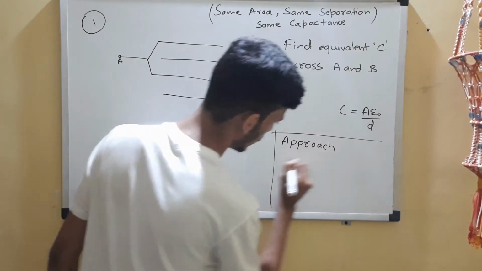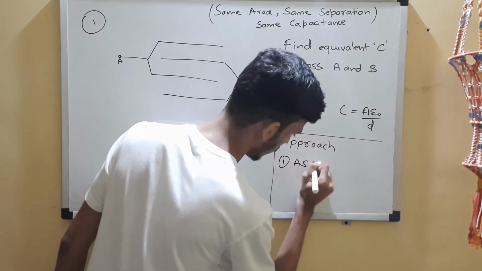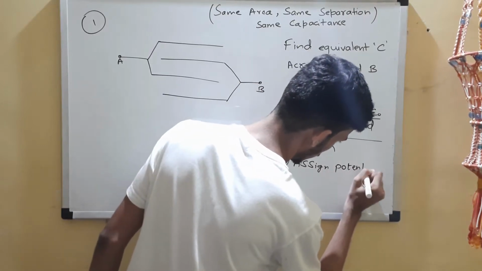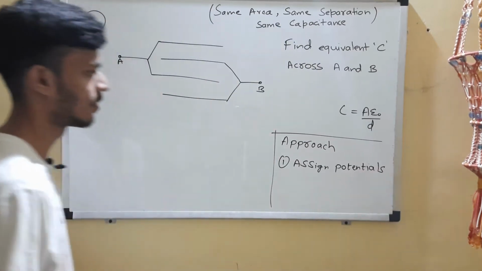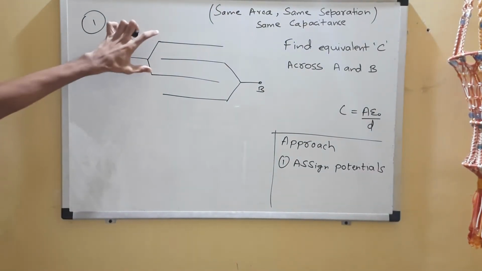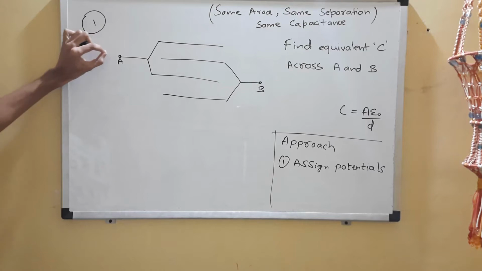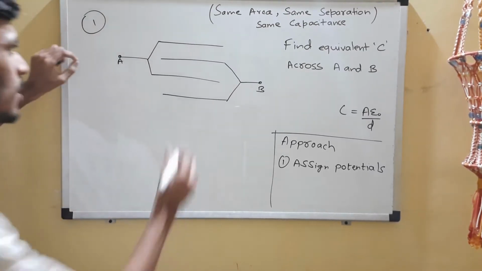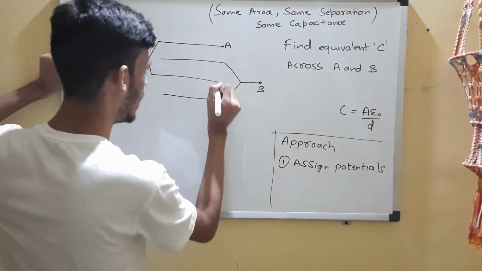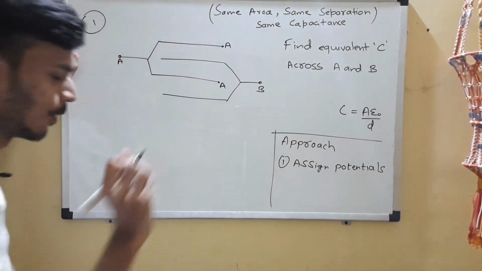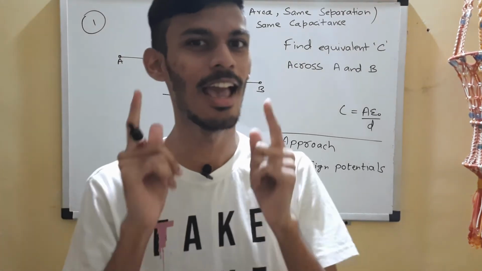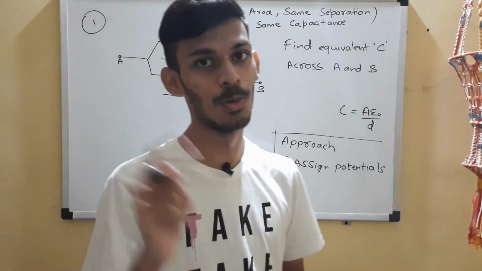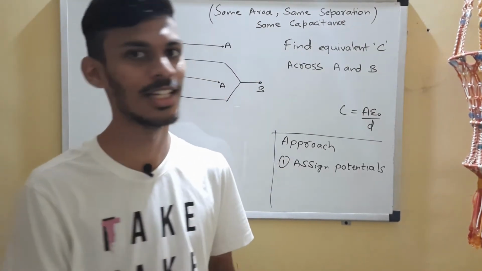The first step is to assign potential. You have to assign potentials to each of the plates. Here, if you see, these two plates are connected to terminal A, right? So let's call the potential over here A. This plate will have potential A. This plate will also have potential A. Two plates which are connected have the same potential. Remember that. Assign potential and remember that two plates which are connected will have the same potential.